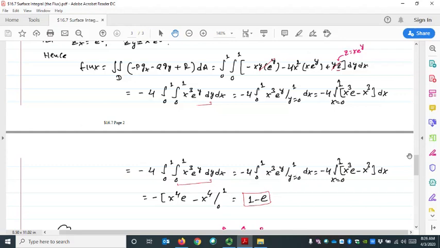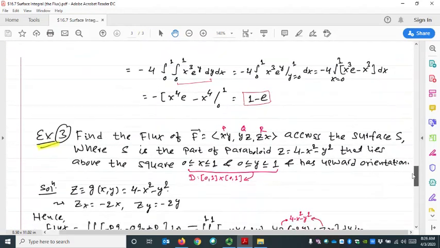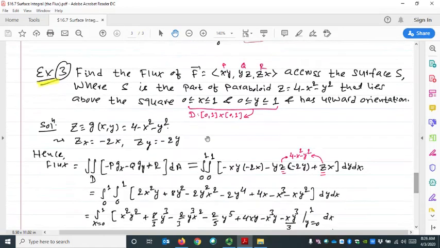Great. Let's continue. Example 3. Find the flux of vector field F whose components are xy, yz, zx across the surface S, where the surface is the part of the paraboloid that lies above the square and has upward orientation. Great.